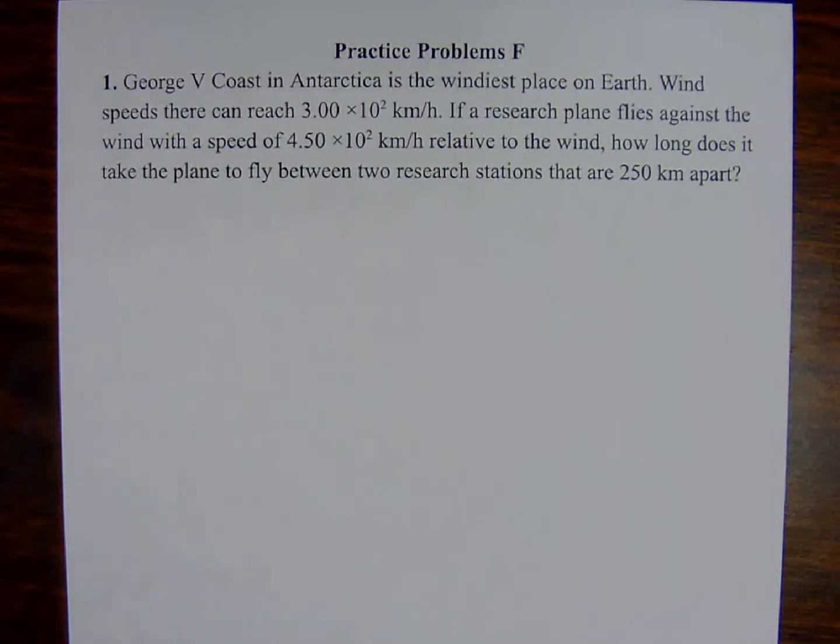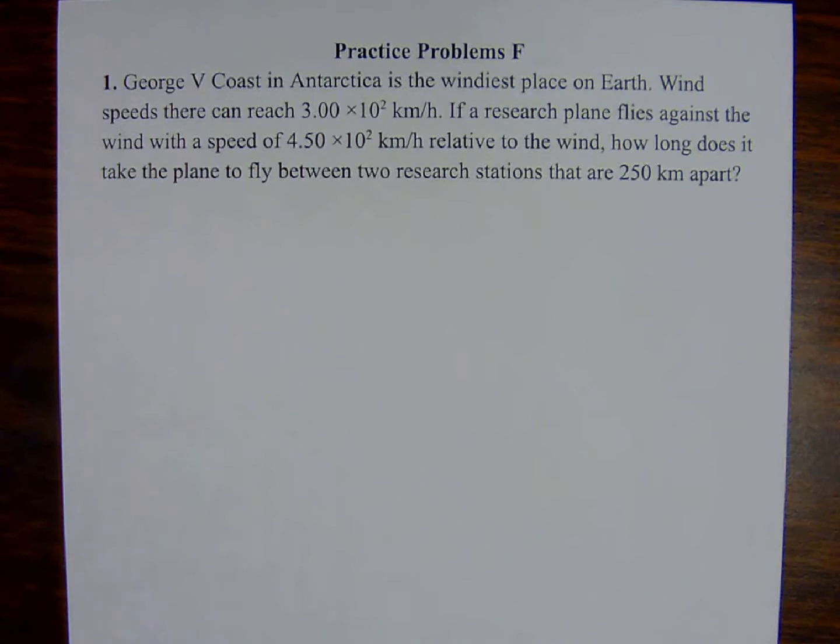All right, let's take a look at practice problem number 1 associated with sample problem F. George V's coast in Antarctica is the windiest place on Earth. Wind speeds can reach 3.00 times 10 to the second, that's 300, kilometers per hour. If a research plane flies against the wind with a speed of 4.50 times 10 to the second kilometers per hour, which is 450 kilometers per hour, relative to the wind, how long does it take the plane to fly between two research stations that are 250 kilometers apart?